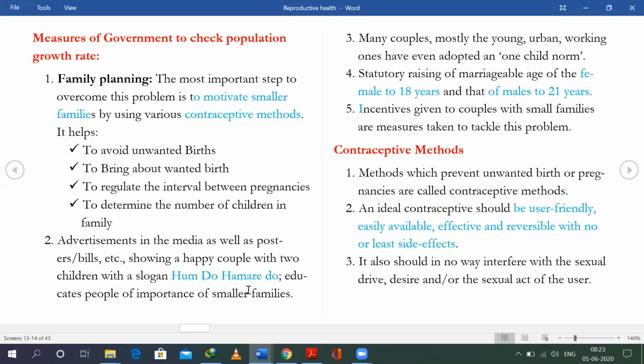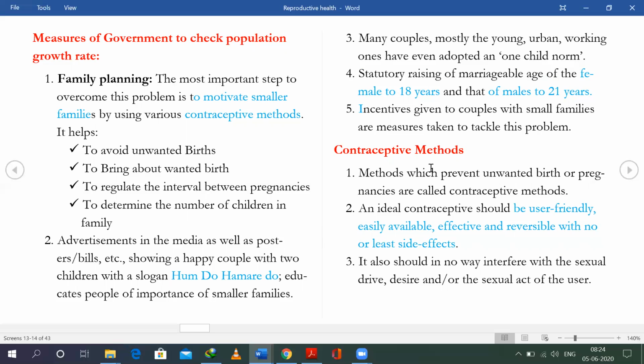So the next important segment in reproductive health that we have is contraceptive methods, which is nothing but birth control methods. And this is the most important chapter in reproductive health, because this is the go-to area for the examiner to ask questions very frequently. So please, you need to pay more attention here.